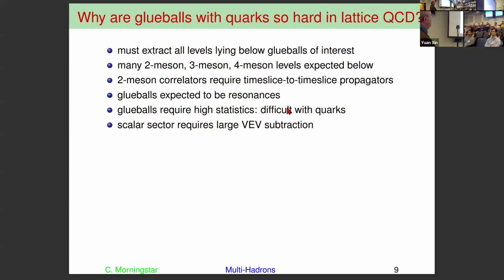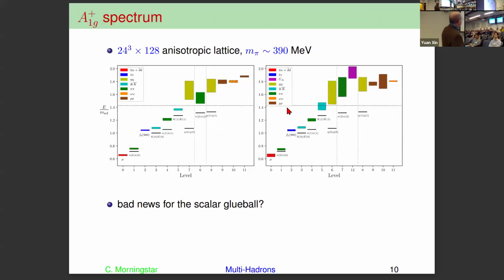So it's very hard. And these 2 meson correlators require what are called time slice to time slice propagators. I won't say too much about it, but you need technology that we only now have. We didn't have it 10 years ago or more. You expect glueballs to be resonances, so you have to pull in the whole Lüscher technology, which I'll briefly describe. And you, again, need high statistics because of the signal to noise. And that's really hard to get. Well, and in the scalar sector, there's a large vacuum subtraction. But we did try it, and here's our result.